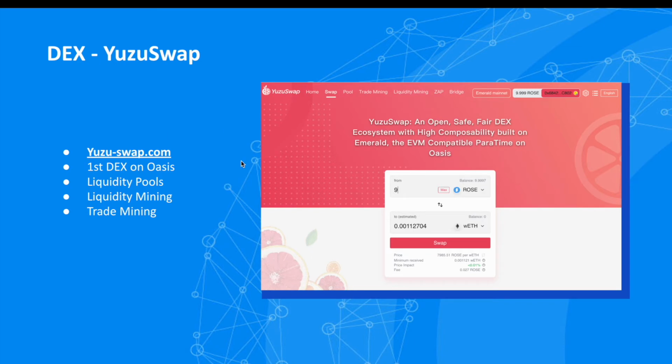Otherwise, there are other DEXs. I think there is Dune Swap, there is Gem Keeper, but keep in mind, always go to a DEX with good liquidity.